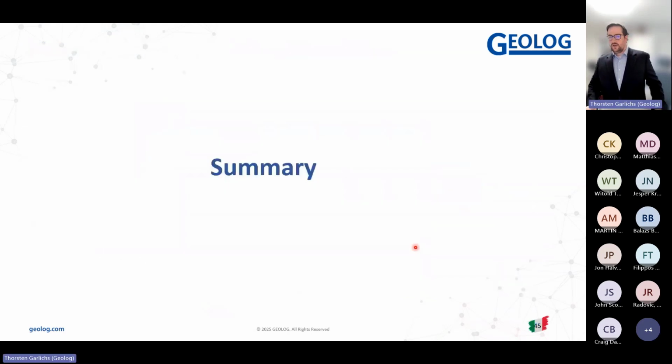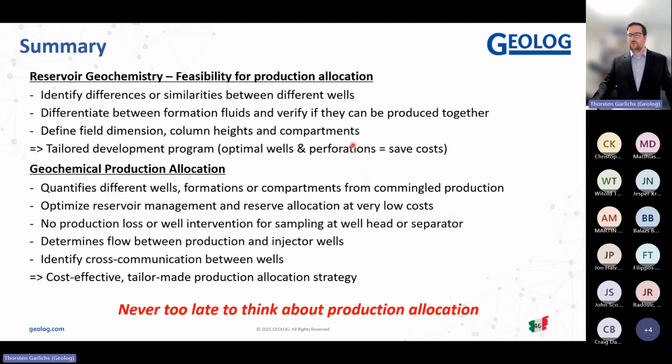With this, we are coming to the end. I would like to sum up the reservoir geochemistry, what we can do. The reservoir geochemistry, this is the feasibility phase shown for the Maria field. Here we identify differences or similarities between different wells. We can differentiate between formations and fluids, and verify if they can be produced together. For example, if you have a very heavy oil and a very light oil, this is also normally tackled in the reservoir geochemistry study.